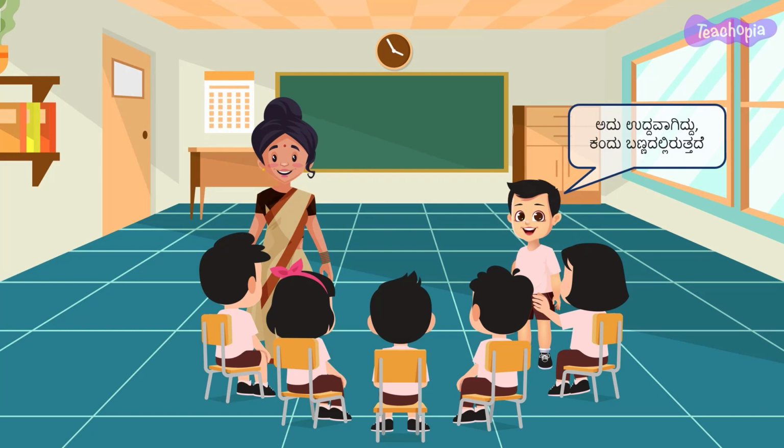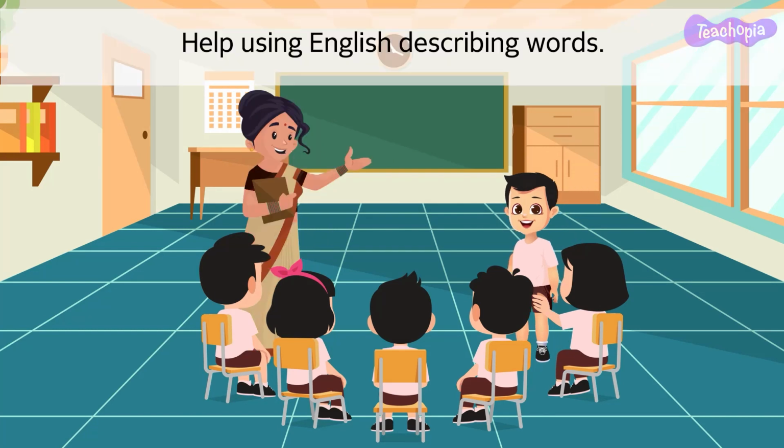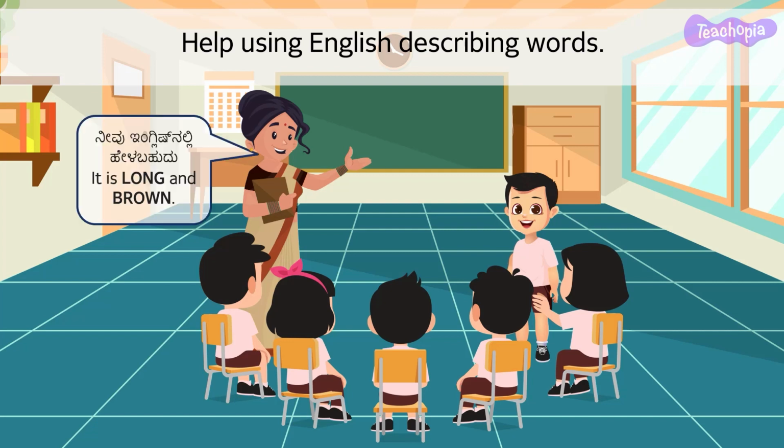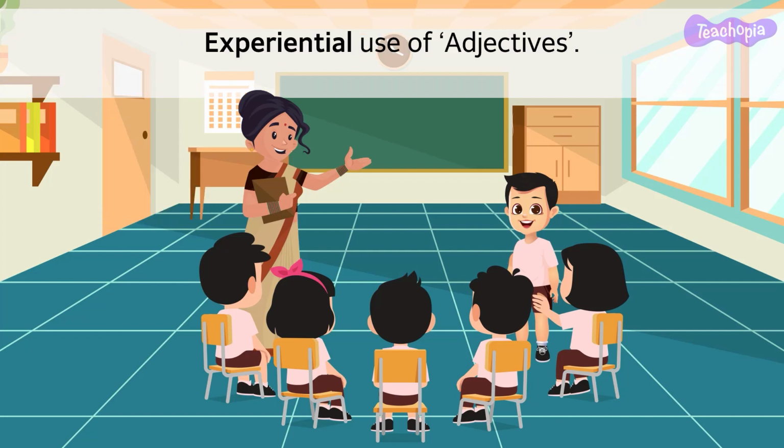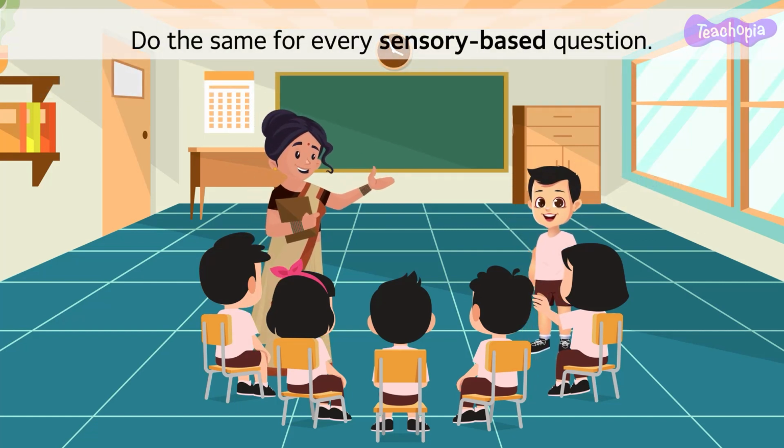ಅದು ಉದ್ದವಾಗಿದ್ದು ಕಂದು ಬಣ್ಣದಲ್ಲಿರುತ್ತದೆ. As they interact, use the opportunity and help the learners use the correct English words. ನೀವು ಇಂಗ್ಲಿಷ್ನಲ್ಲಿ ಹೇಳಬಹುದು, it is long and brown. This will help learners understand how adjectives are used in English in an experiential way. It is long and brown. Do the same for every sensory-based question.